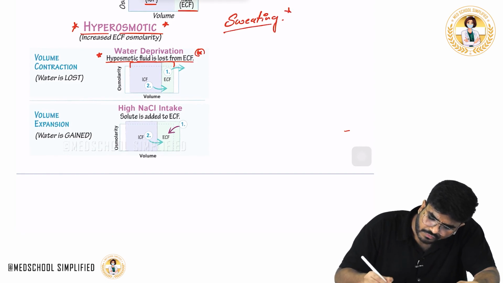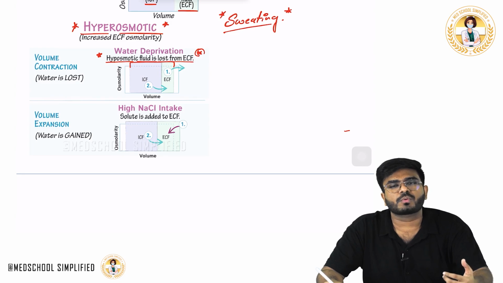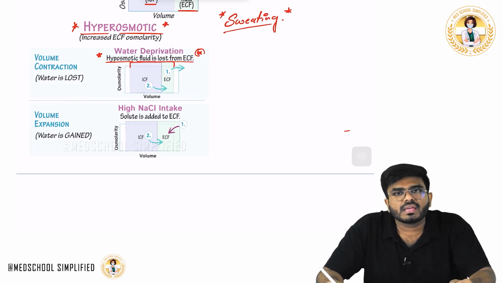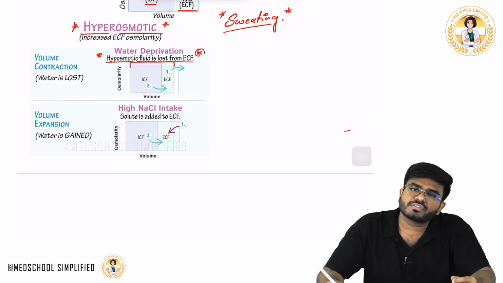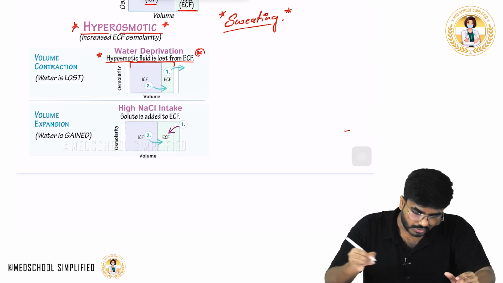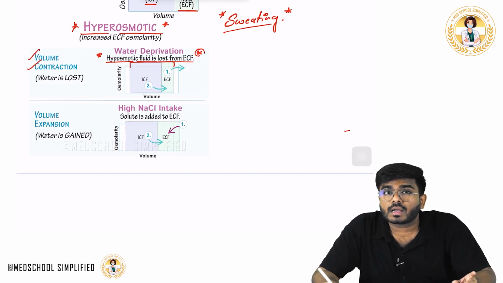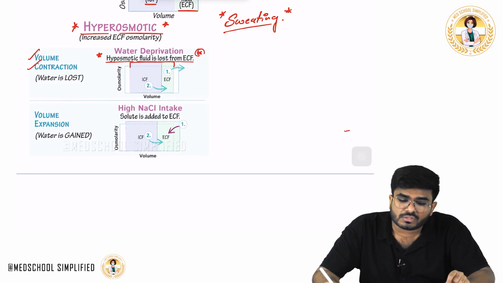So during sweating, if you are having profuse sweating on a hot sunny day, what happens? You are losing fluid out of the body. Definitely there will be volume contraction. But not only that, now fluid shift also will occur.